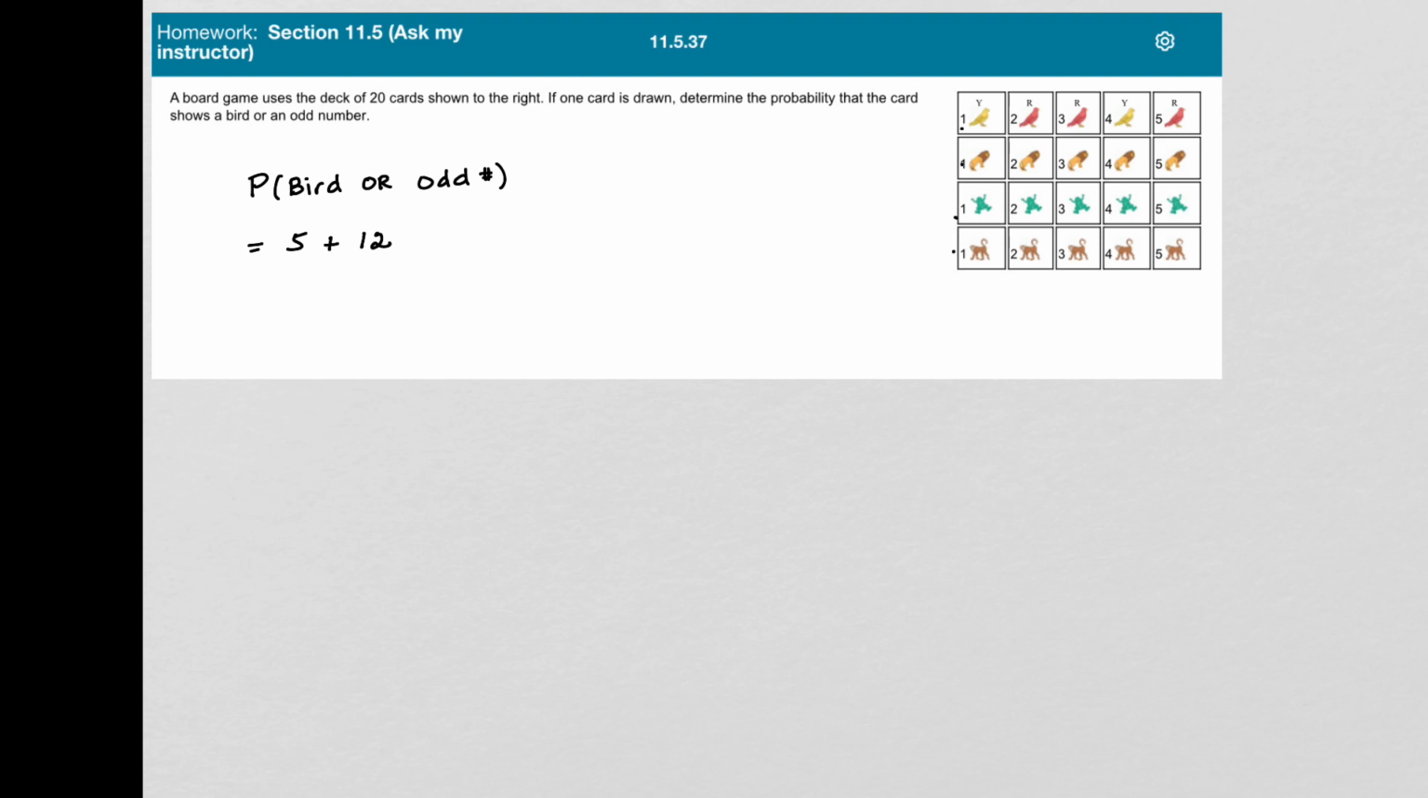But some of those cards we counted twice. Any of the odd numbers with birds got counted twice. So that was 3 that got counted twice, so we subtract 3. And now I'm going to divide that by the total number of cards, which is 20. And I get 14 over 20. And in lowest terms, this would be 7 over 10. And that's how you do that problem.